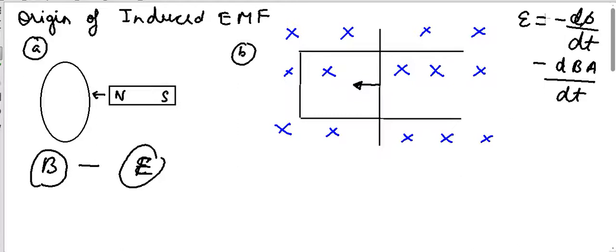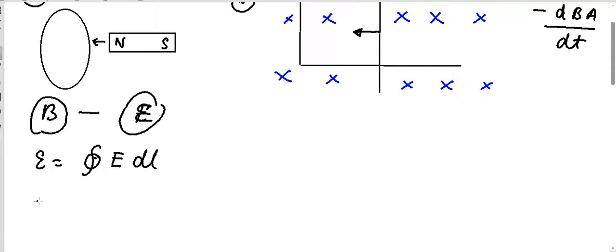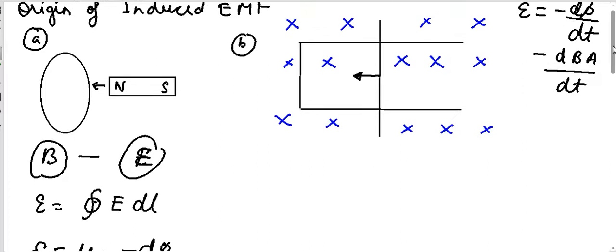Another way of writing this induced EMF: we know that EMF, for a closed loop, is the integration of E dot dl. So I can rewrite Faraday's equation as the integration of E dl, the induced EMF, is equal to minus d phi by dt. This tells us that whenever there is a change in magnetic field in a region, an electric field is induced in the region, and that induced electric field is the cause of this induced electric potential. So this is one of the ways in which I can induce an EMF.